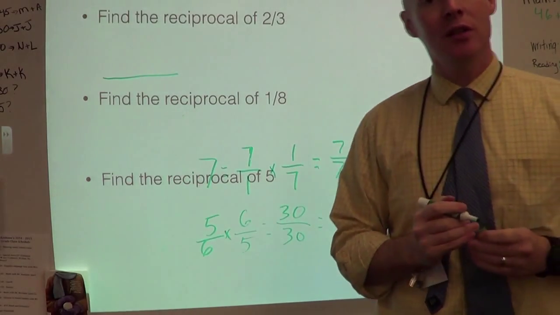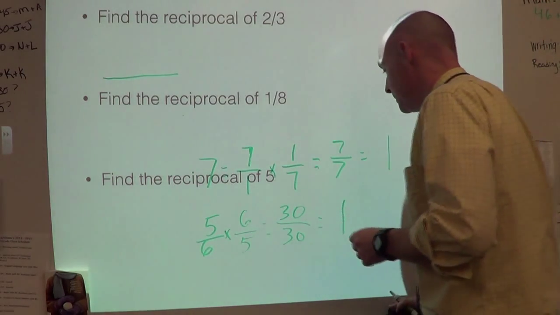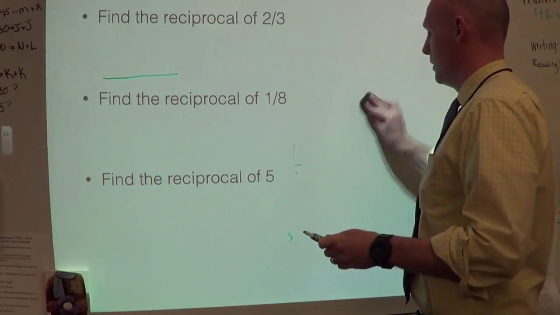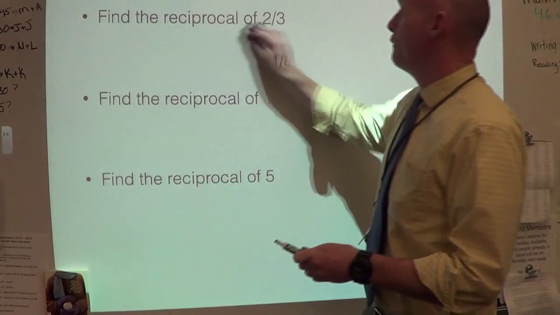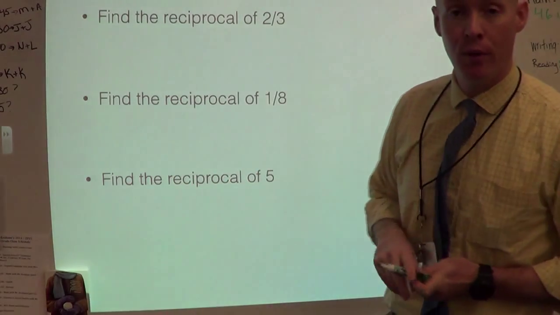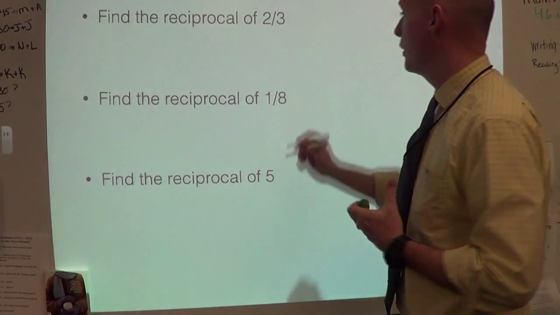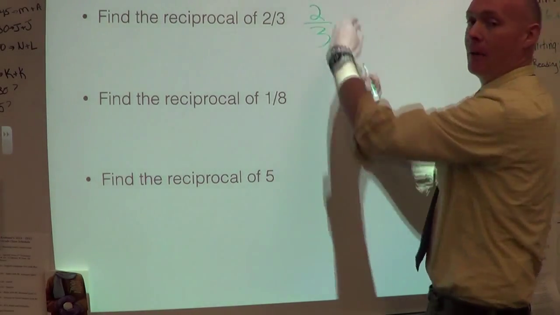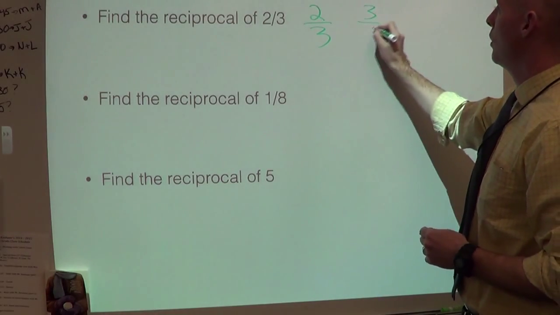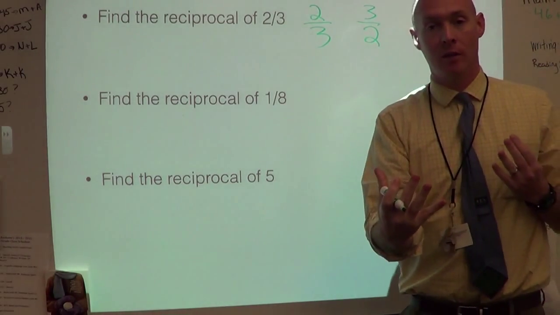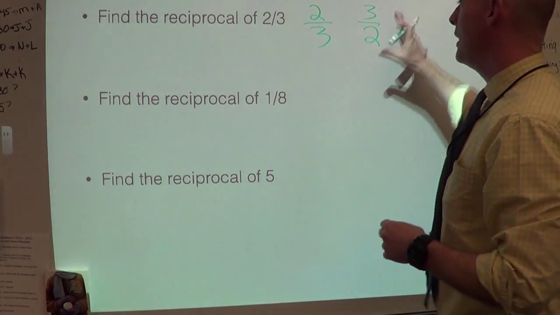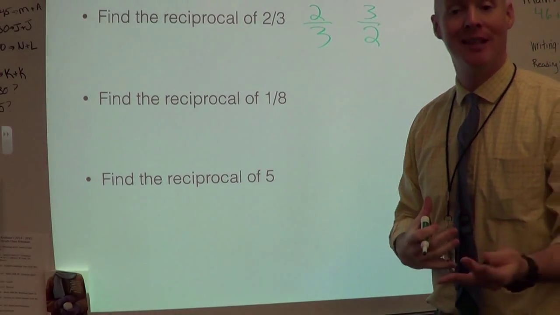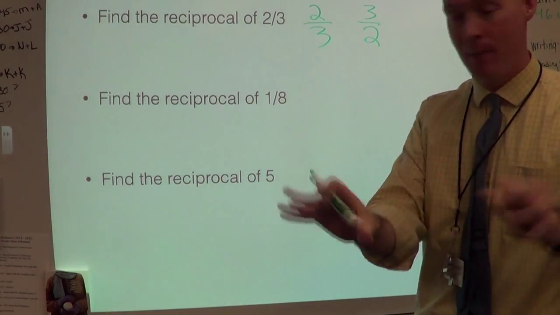Now your next section here, these are typical questions that you might get asked. For example, find the reciprocal of 2/3. Well, to find the reciprocal of 2/3, I just flip it around. 3 over 2. And there's my reciprocal. No need to simplify. You're probably looking right now saying, ooh, that numerator is higher than the denominator. With the reciprocal, just leave it be.